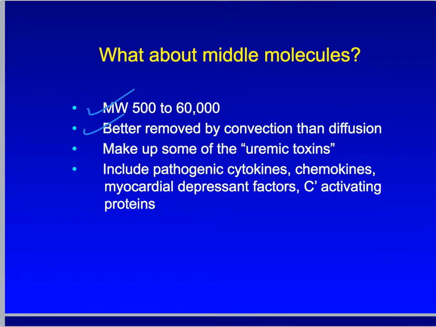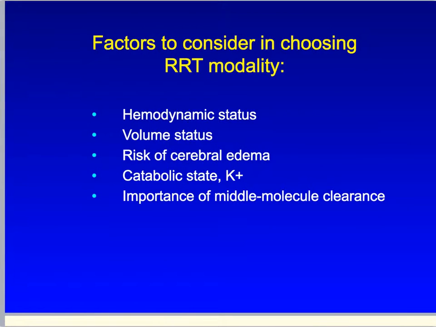The reason this is of interest is that a recent study identified 67 so-called uremic toxins, the substances that make people sick in renal failure, 22 of which fell into the middle molecule range. Other potentially pathogenic middle molecules that have been shown to be cleared with the convective therapies include various cytokines, chemokines, myocardial depressant factors, and proteins involved in complement activation, all of which could play a role in patients with sepsis and heart failure.